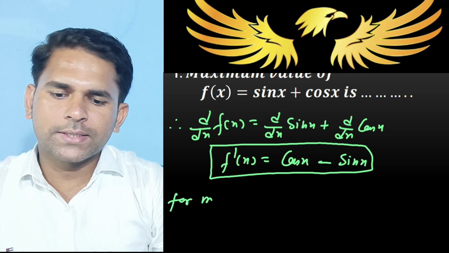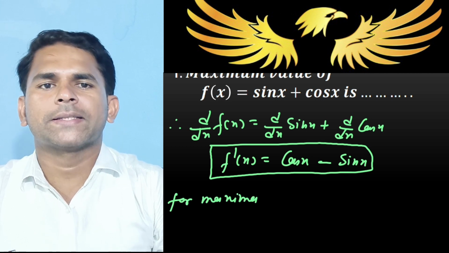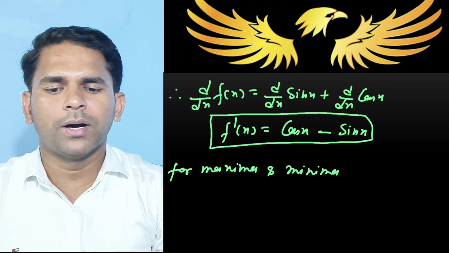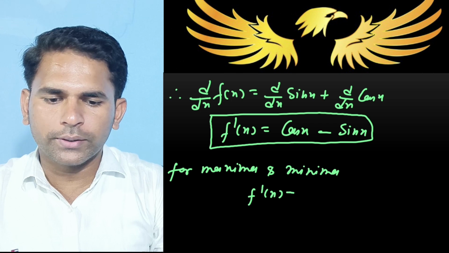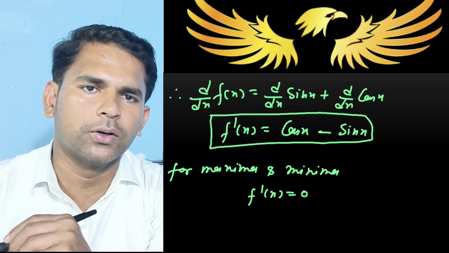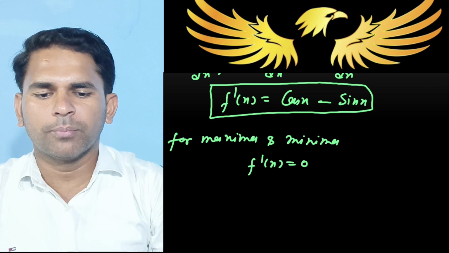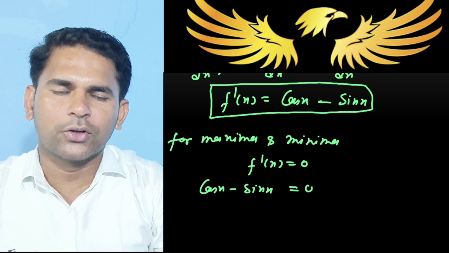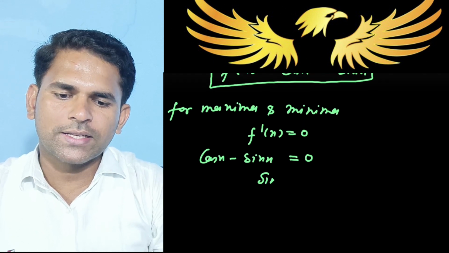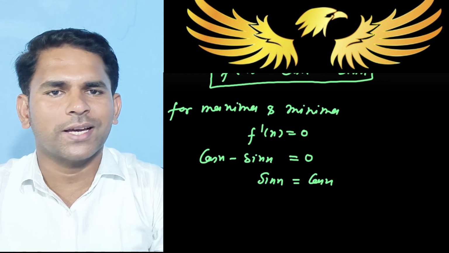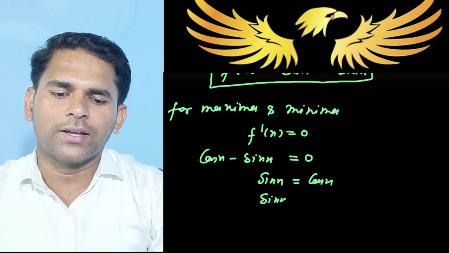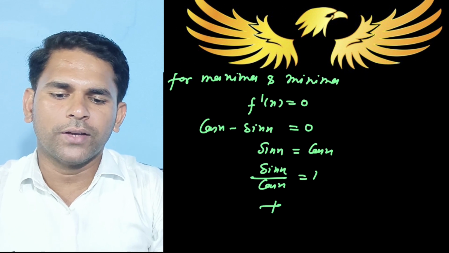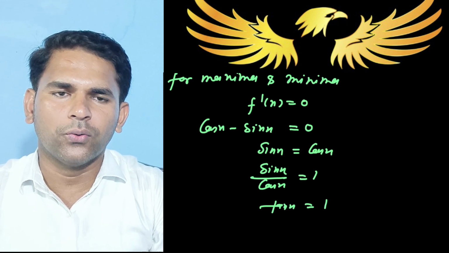For maxima and minima, you will put this differentiation value equal to 0. So now you can write cos x minus sin x is equal to 0. So sin x is equal to cos x, and finally sin x over cos x is equal to 1. So finally we can write tan x is equal to 1.